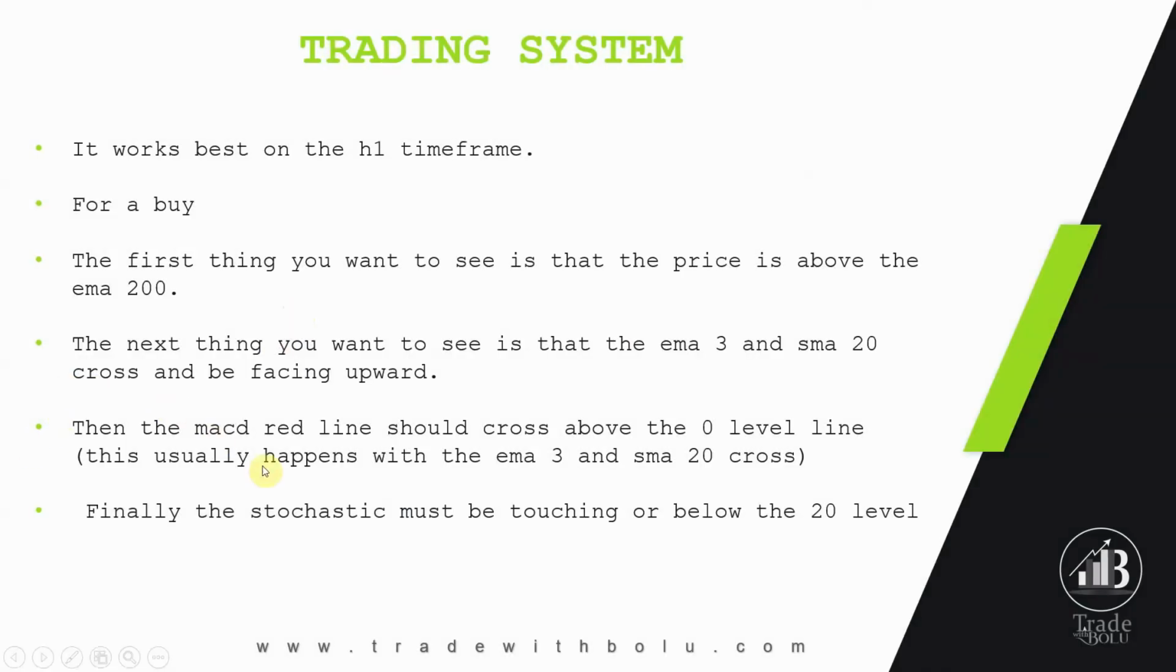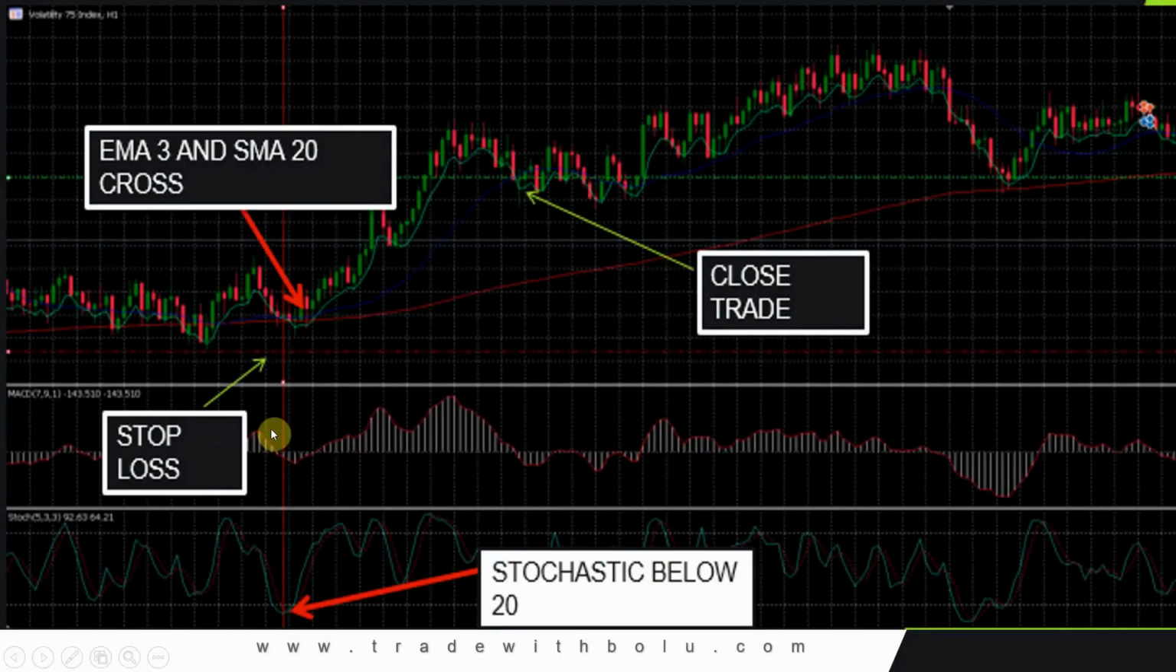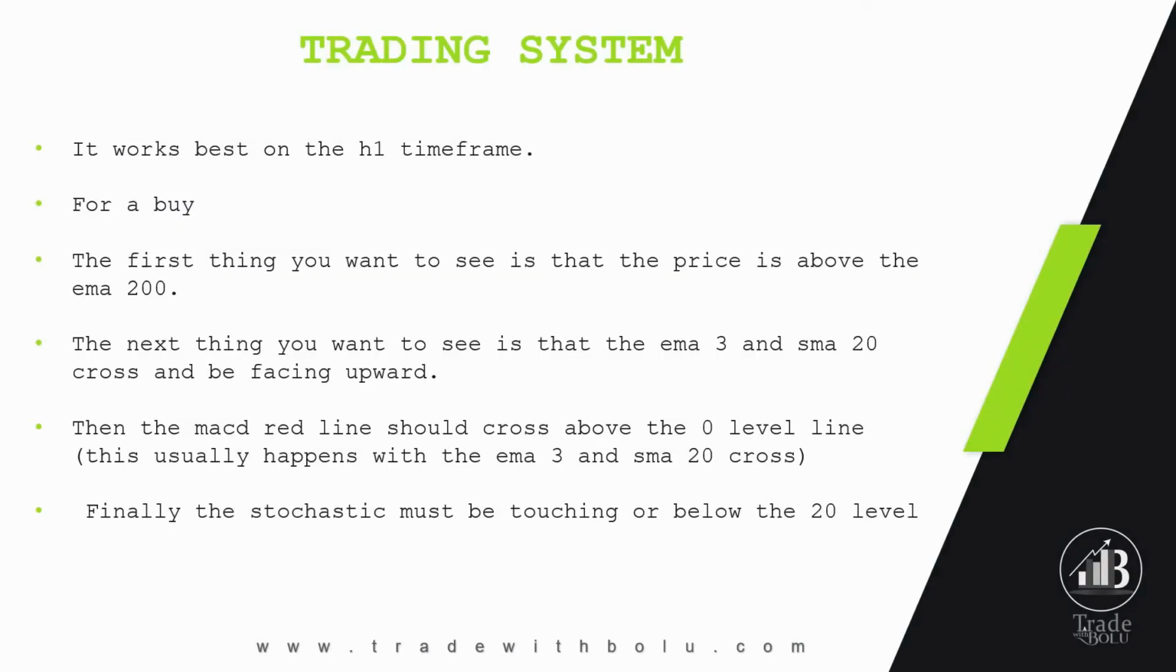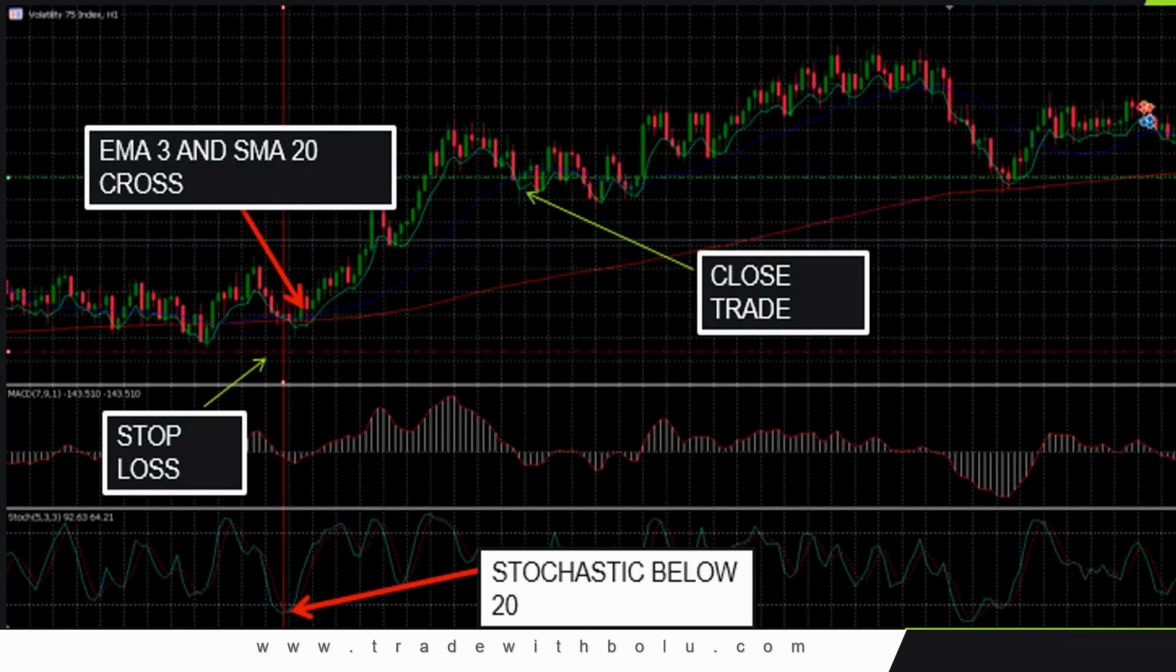Then the third one is that the MACD red line should cross above the zero level line. This usually happens with the 3 EMA and 20 EMA cross. So you have this MACD below the zero level region. And finally, the stochastics must be touching the 20 level. So this is the stochastics touching the 20 level, and those are the confirmations.